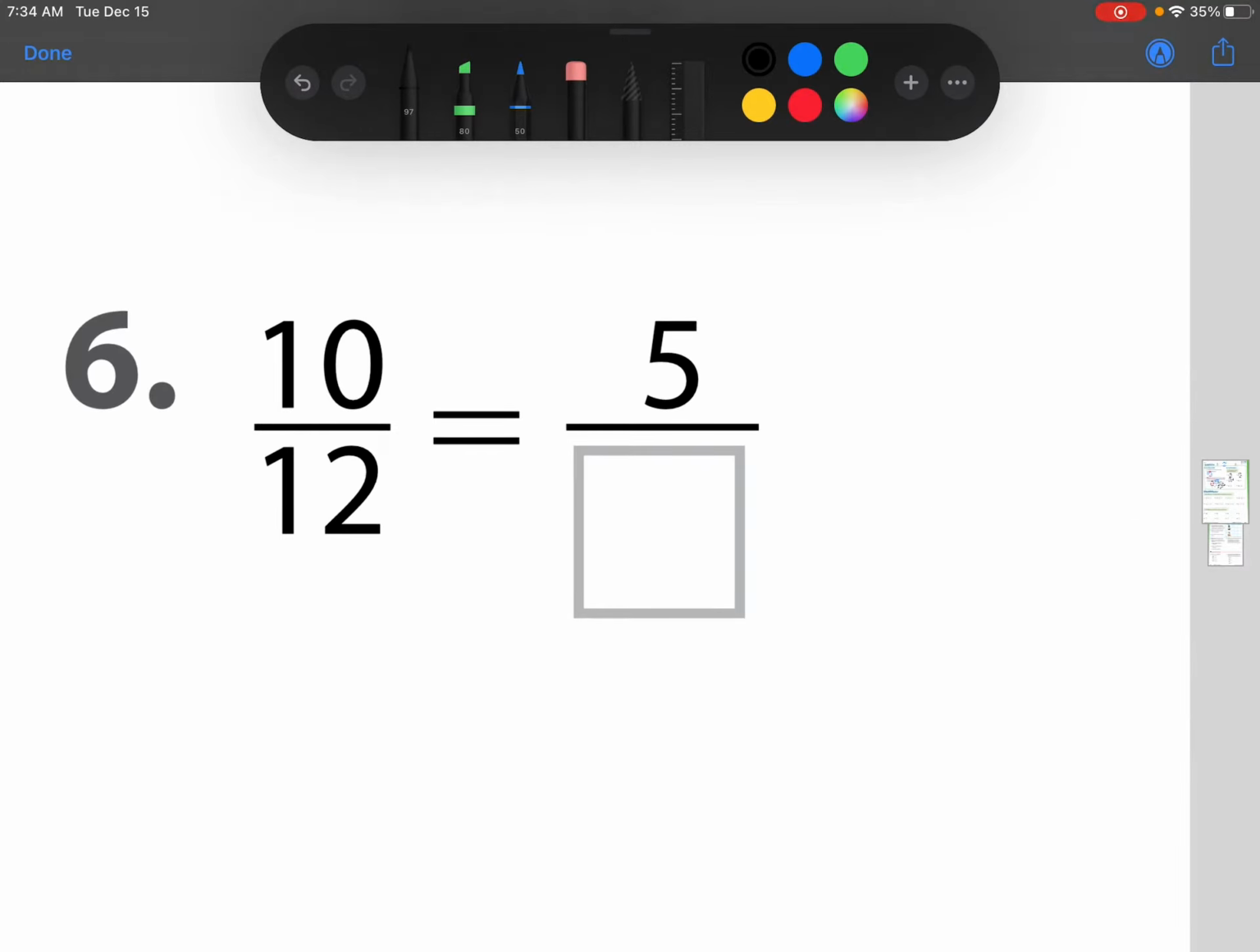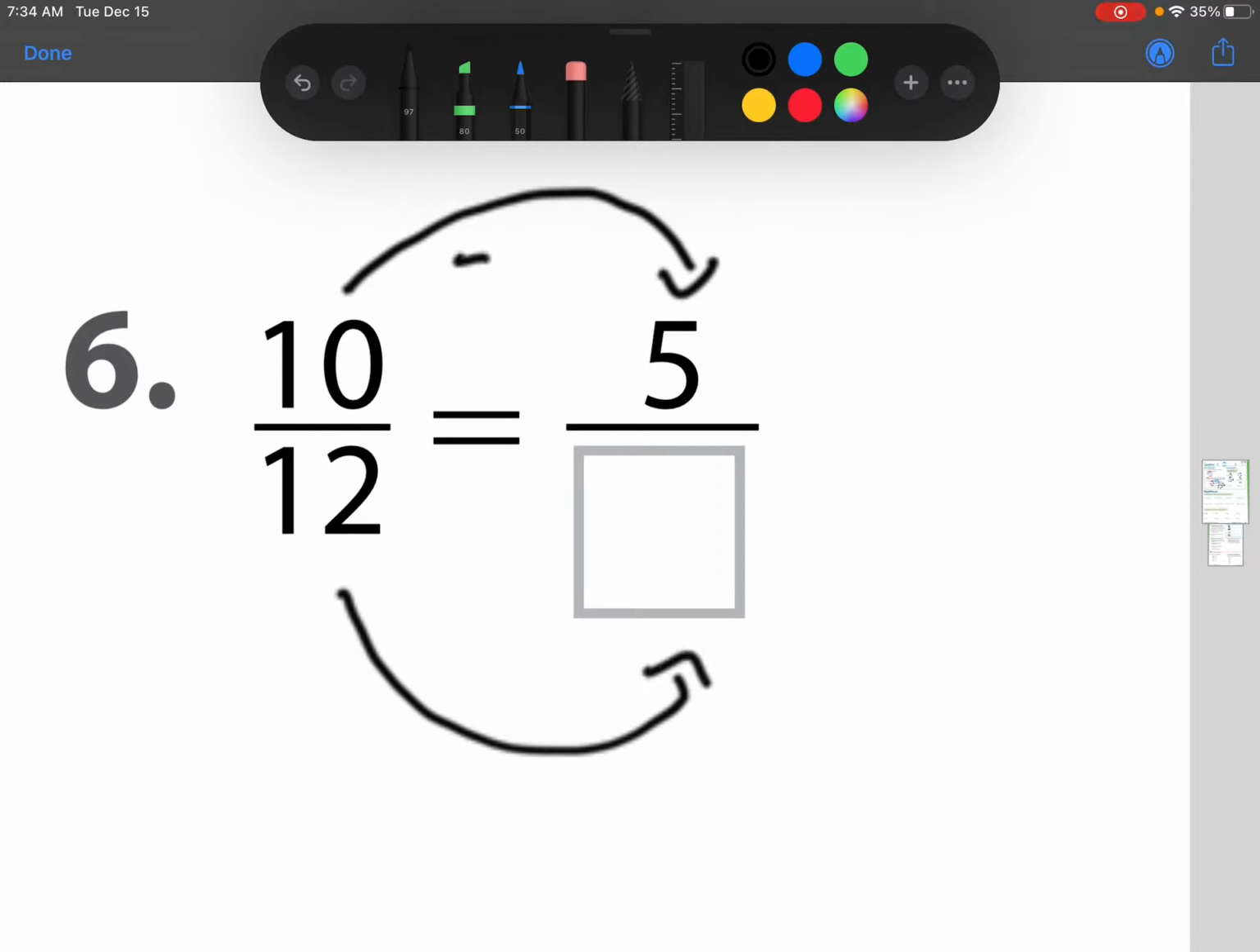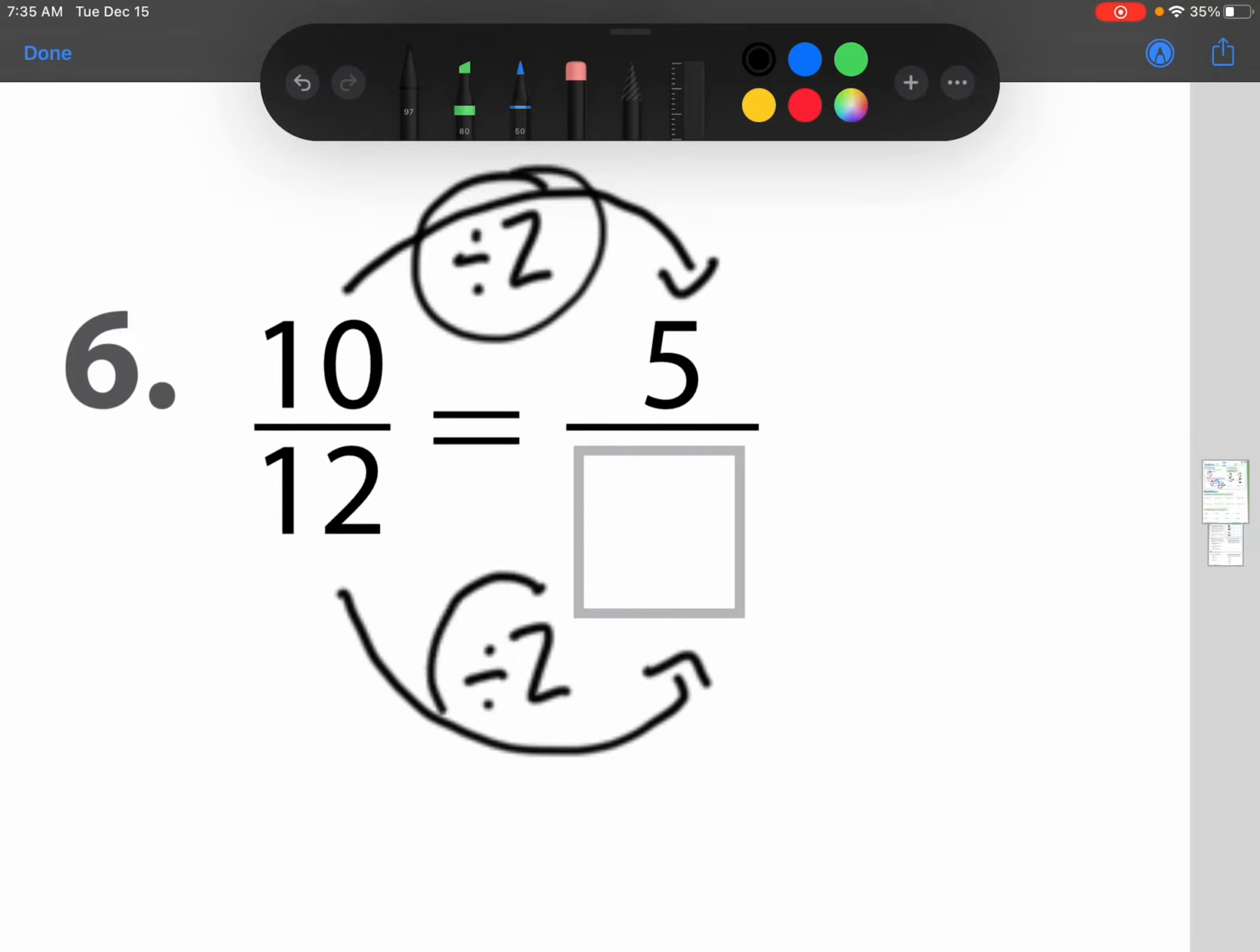Now let's check this one out. Whatever I do to the numerator, I have to do to the denominator. And I'm getting smaller, so I need to divide. 10 divided by what equals 5? 10 divided by 2 equals 5. And then 12 divided by 2, because whatever I do to the numerator, I have to do to the denominator. 12 divided by 2 is 6.